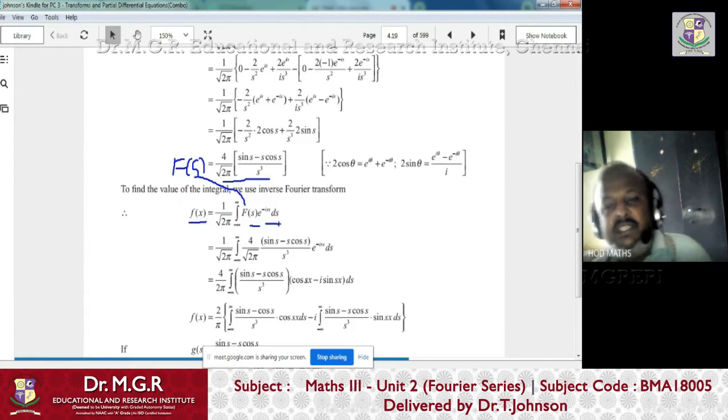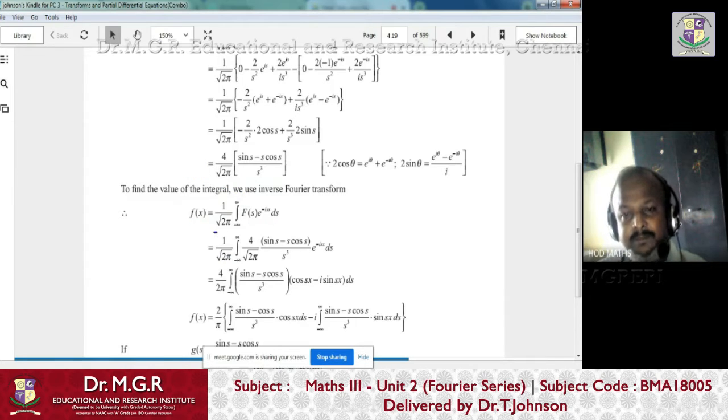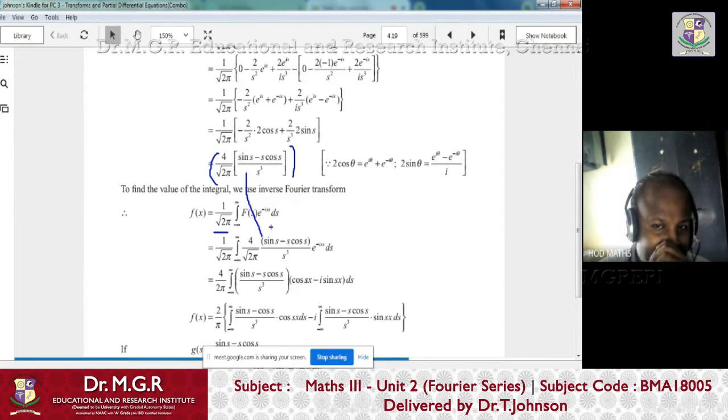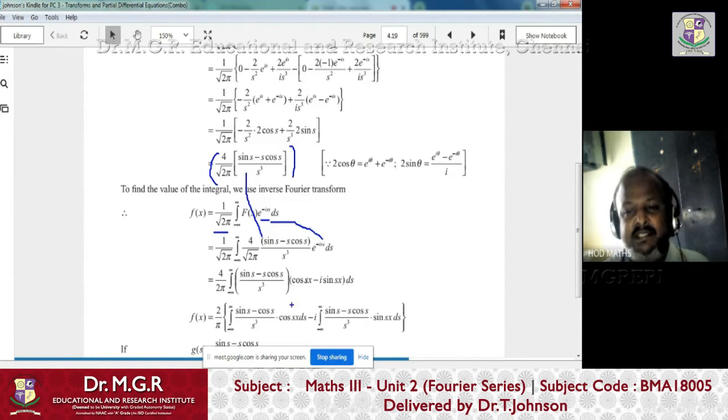So here you just put 1 by root 2 pi as it is. In place of f of s, you substitute this term, 4 by root 2 pi as it is. Then here e power minus isx is there. That you can write here. Now you have to use whatever I told, because this is easier, when we found Fourier transform. You can split e power minus isx as cos sx minus i sin sx.